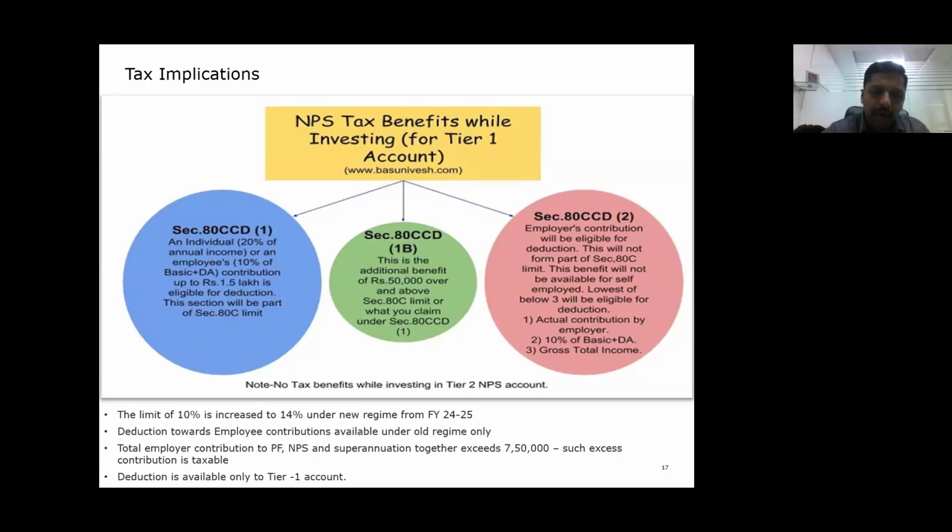So the total employer contribution to PF, NPS and superannuation, if it together exceeds 7,50,000, the excess of such contributions is taxable as a perquisite in the hands of the employee, and the employer has to capture that under Form 12BA. So deduction is available, I already mentioned, only for the Tier 1 account.